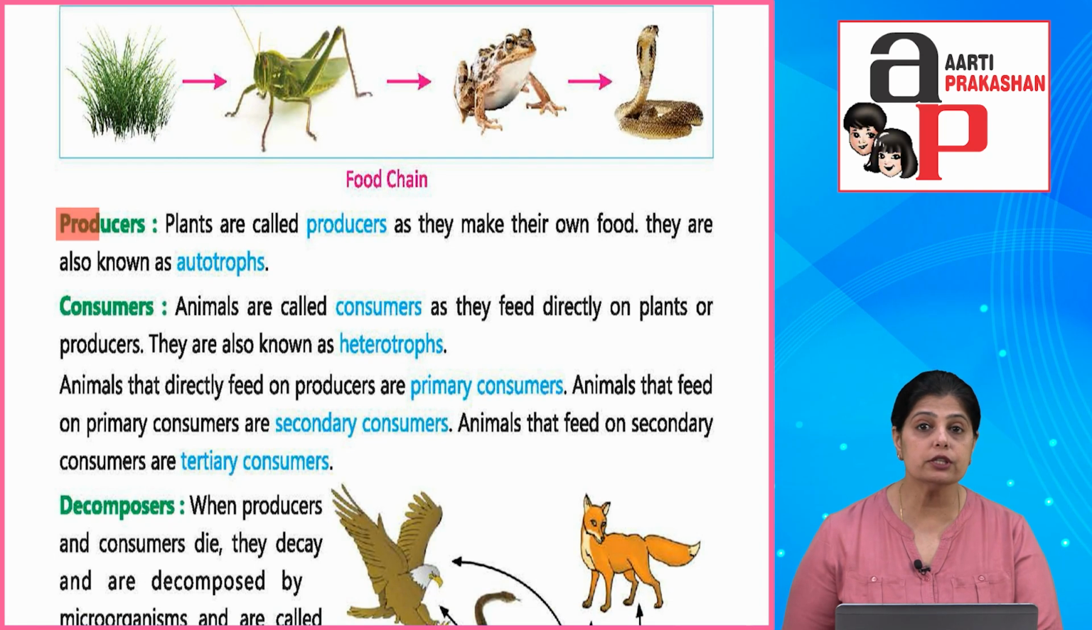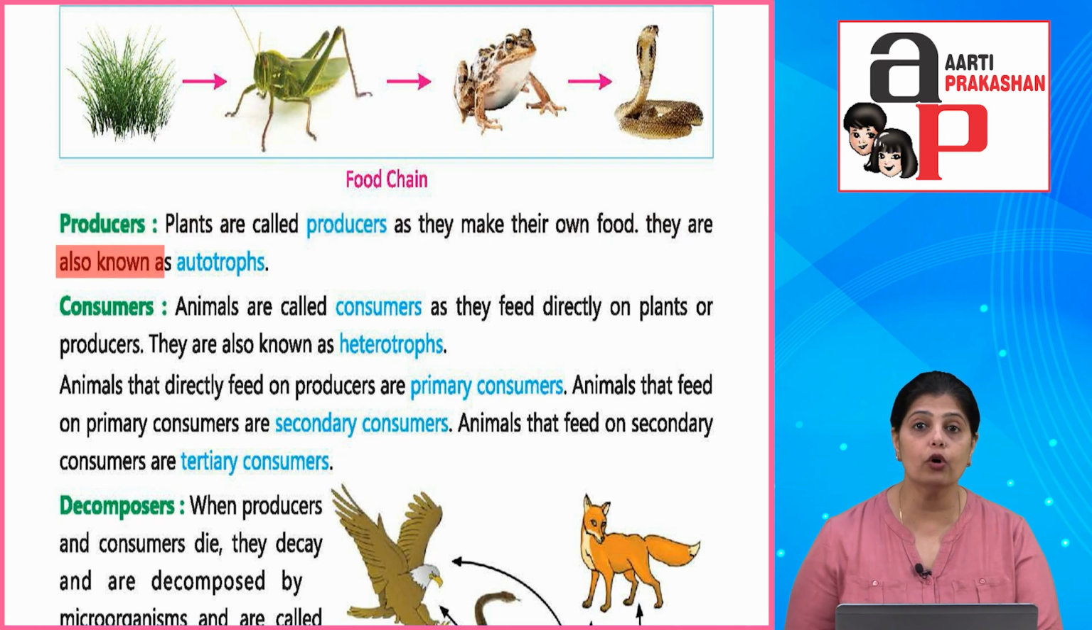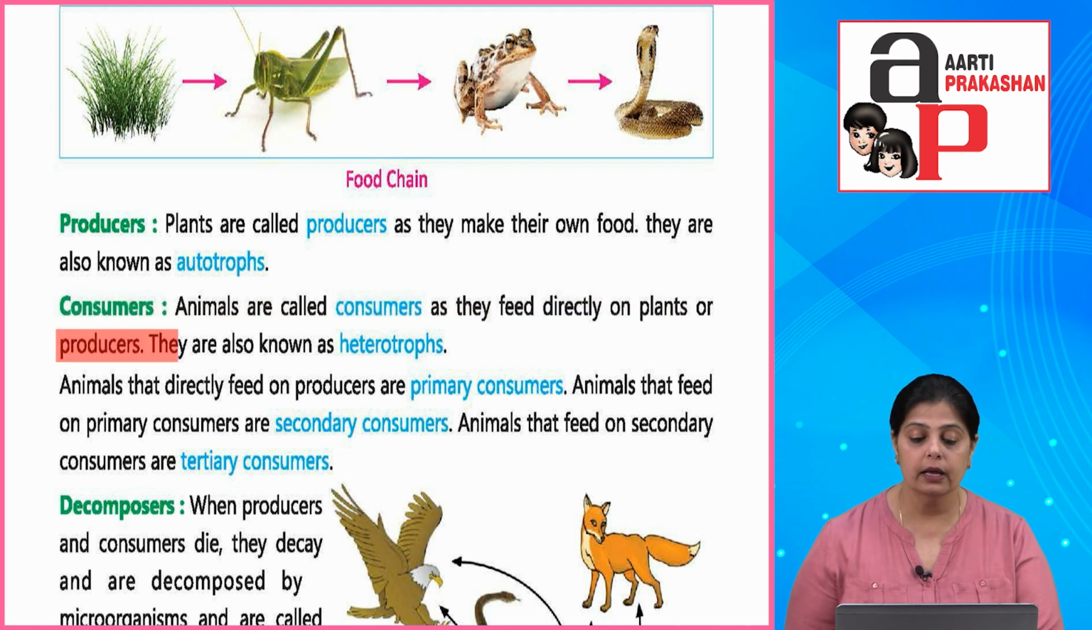Now producers कौन होते? Plants are called producers as they make their own food. They are called producers because they make their own food, so that's why they are known as autotrophs. Consumers, animals कौन होते? Consumers होते because they feed directly on plants or producers. They are also known as heterotrophs.